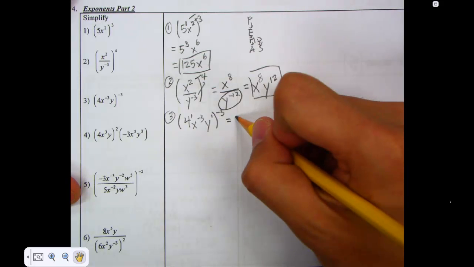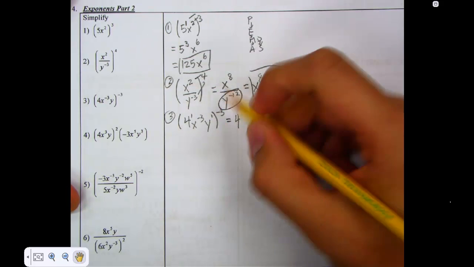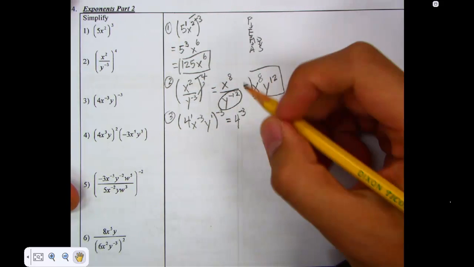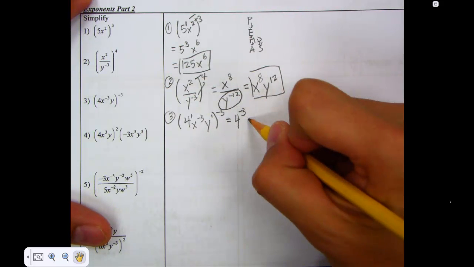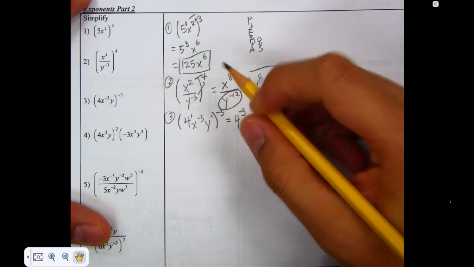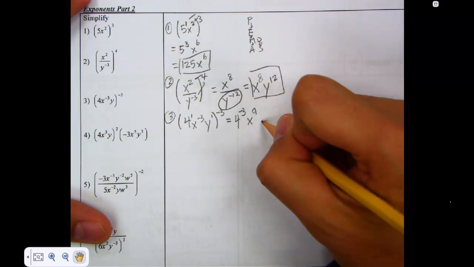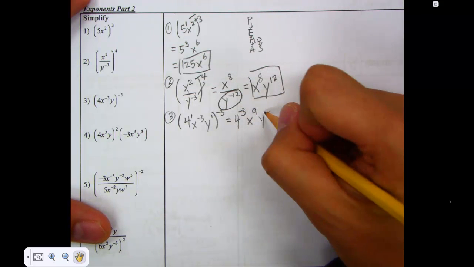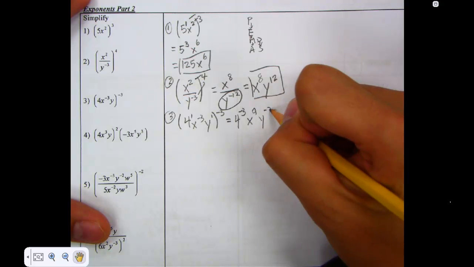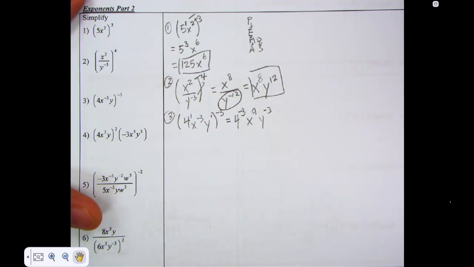So I'm gonna write the base of 4. 1 times negative 3 is negative 3. X, negative 3 times negative 3 is 9. Y, 1 times negative 3 is negative 3. Okay, I'm done multiplying the exponents.